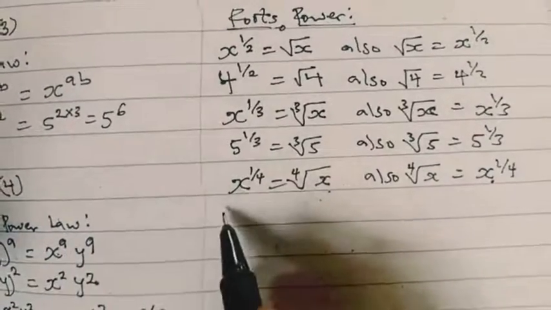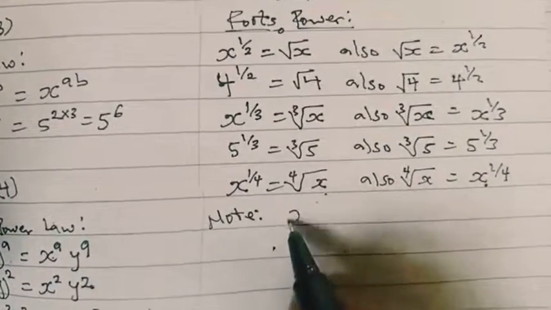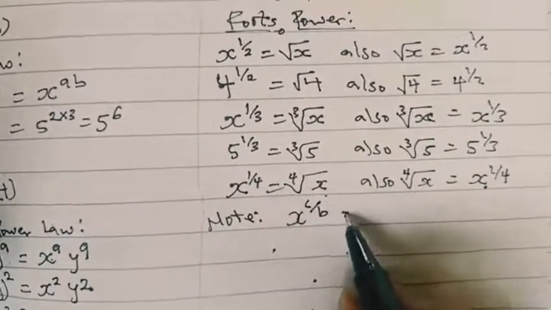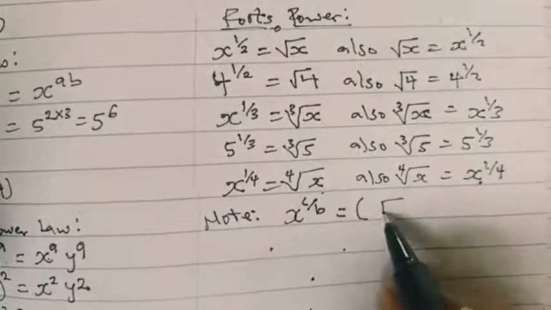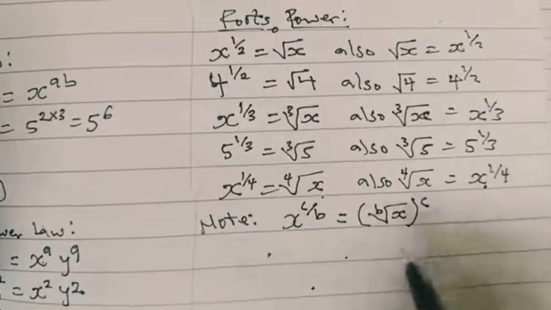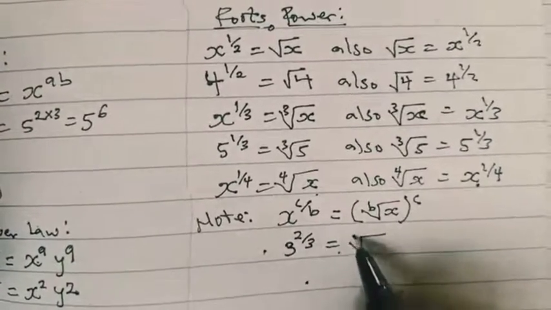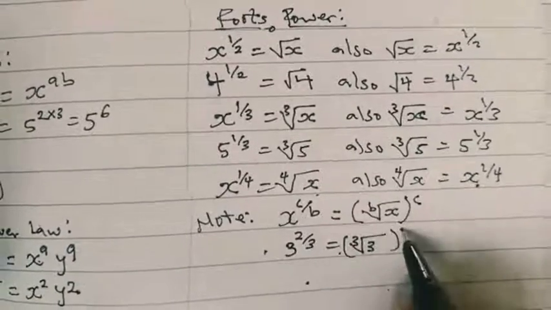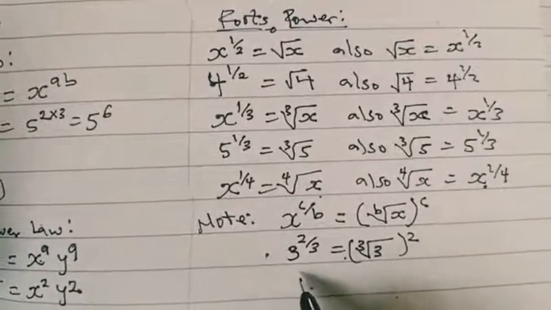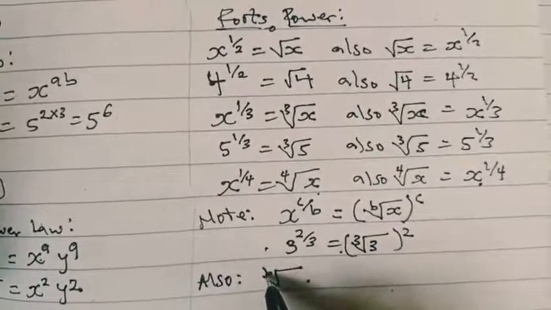And so on. So, you have to note, if we have an expression in the form x raised to power c over b, it can be written as the bth root of x, all raised to the power of c. For example, if we have 3 raised to power 2 over 3, it can be written as cube root 3 all squared. So the denominator will be under the root, and the numerator will be the power.